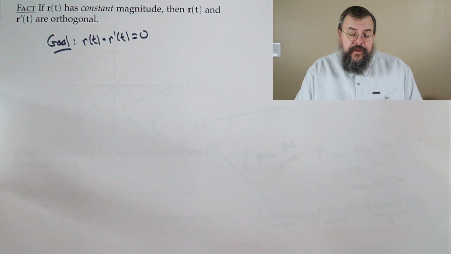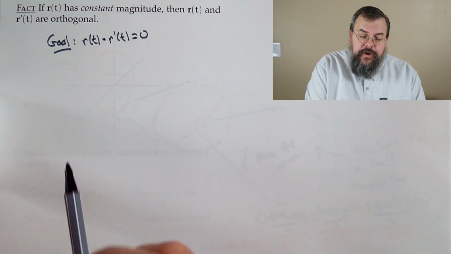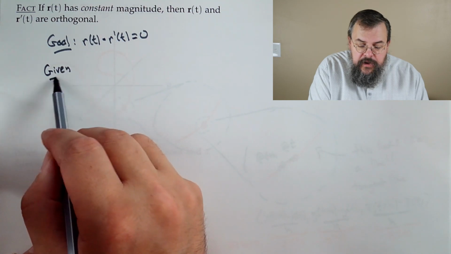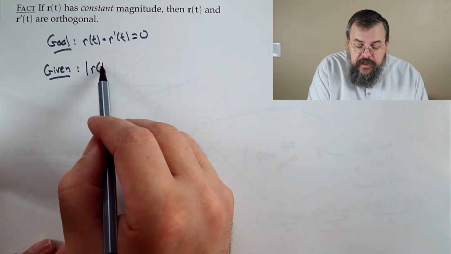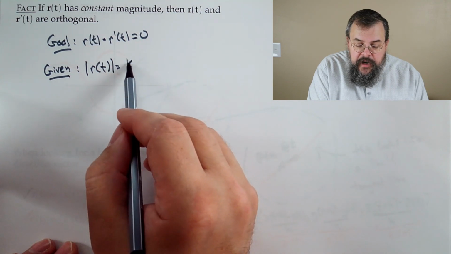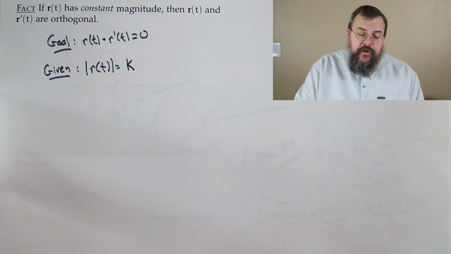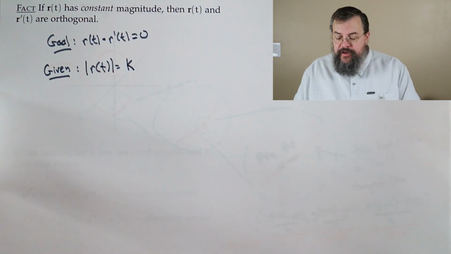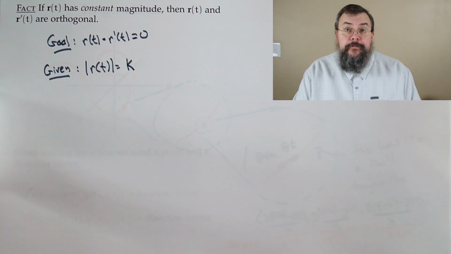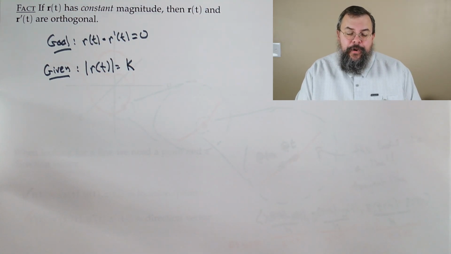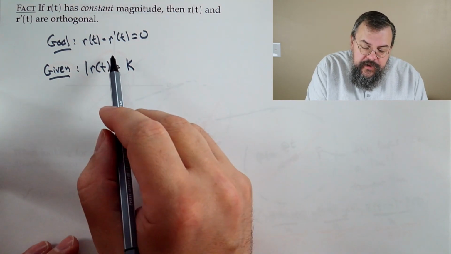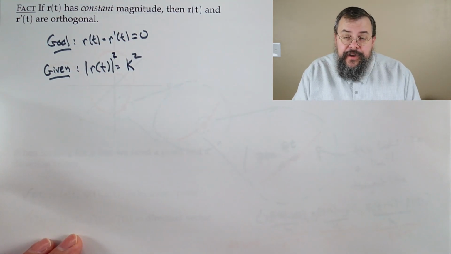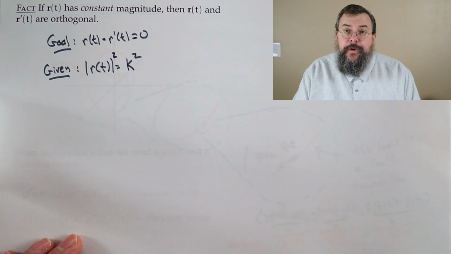All right, how do we get there? What do we have? We're given that r of t has constant magnitude. So we know that the magnitude of r of t is equal to some constant k. We're given that the magnitude is a constant, and we want to show the dot product is 0. How are these things related? We're going to do a little subtle thing here: I can square both sides. The magnitude of r of t squared is k squared.